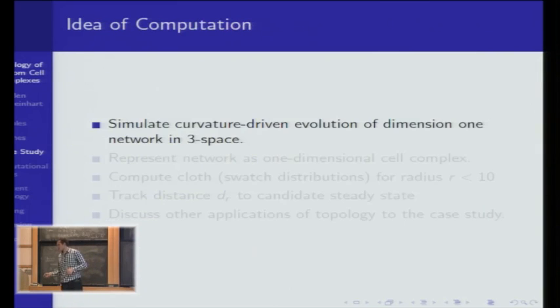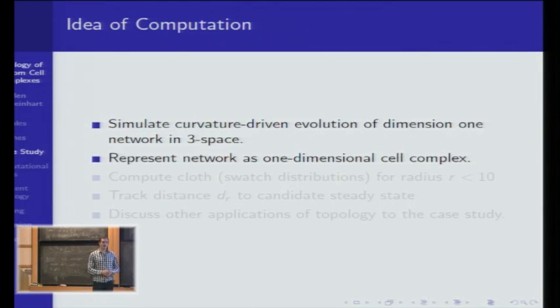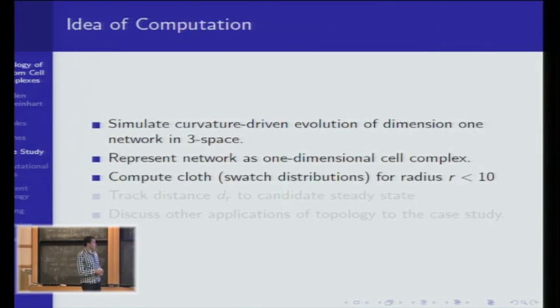OK. So I'm going to tell you next about a case study, and I'm going to use the method of swatches to study it. The idea is to simulate the curvature-driven evolution of a 1-dimensional network in 3-space, an embedded graph. Then we're going to represent this network as a 1-dimensional cell complex with vertices and edges. We're going to compute the cloth. We're going to compute the probability distribution of local configurations for a radius less than 10.